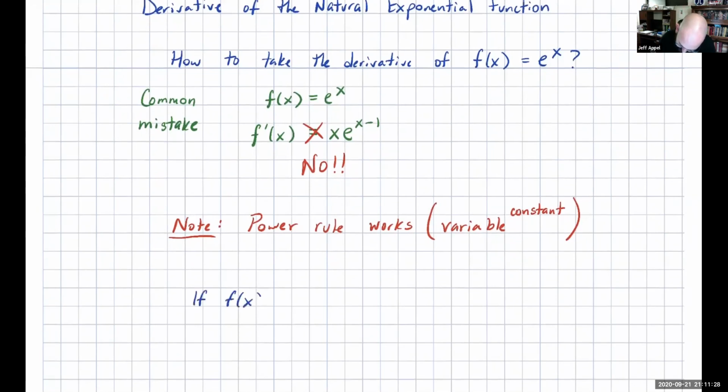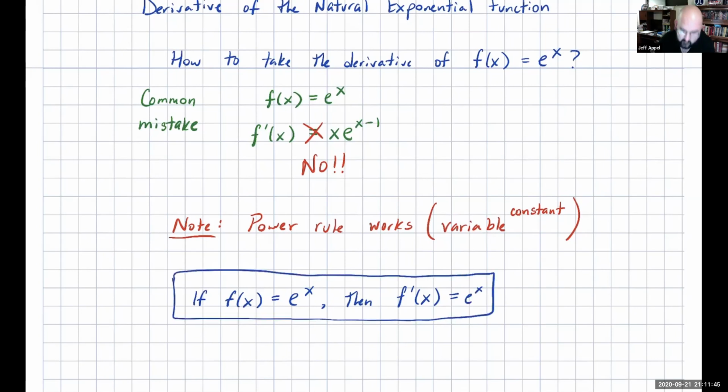If f of x equals e to the x, then f prime of x is equal to, ready for it? E to the x. How cool is that? Right? I mean, we kind of started with a nice one, the derivative of a constant is 0. And we're ending with a pretty nice one. The derivative of e to the x, it's just itself, right? It's the one function that's going to do that for us. So the derivative of e to the x is e to the x.